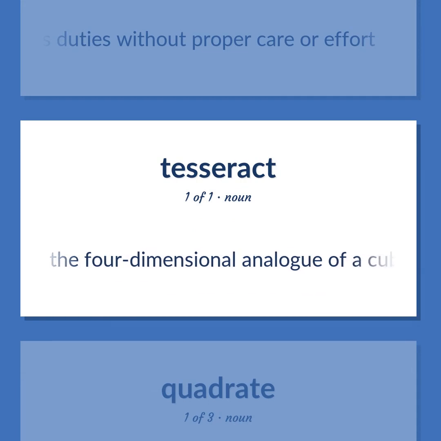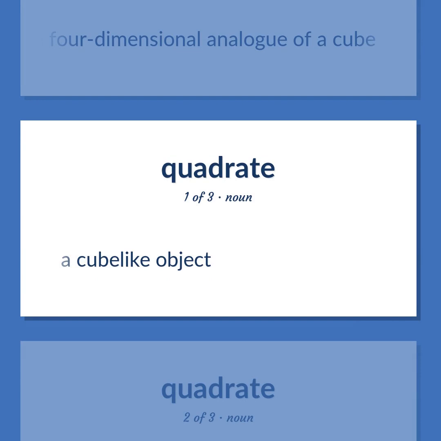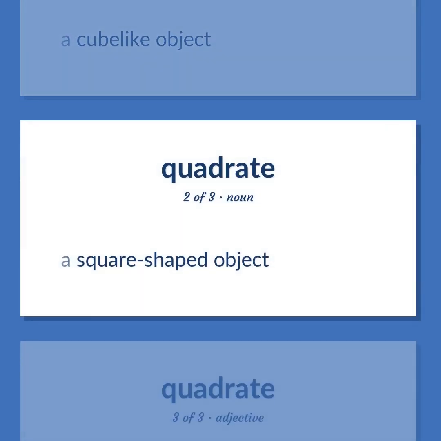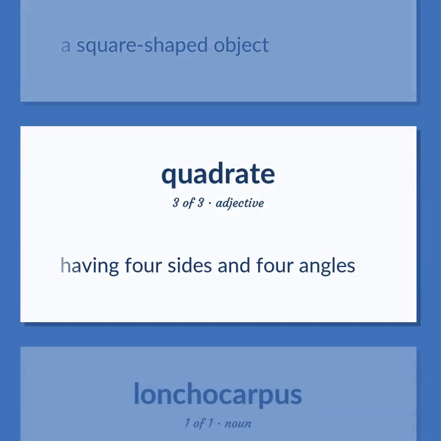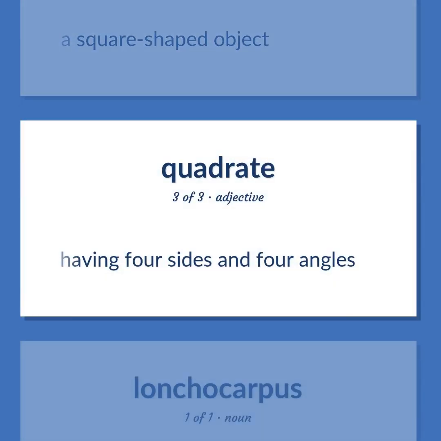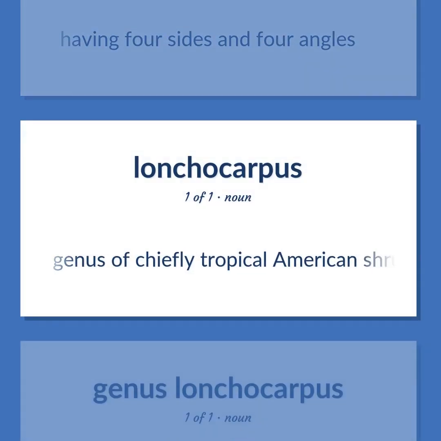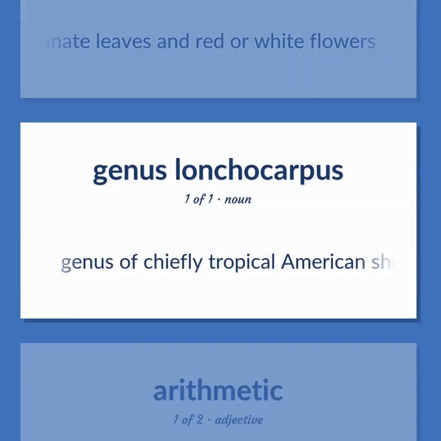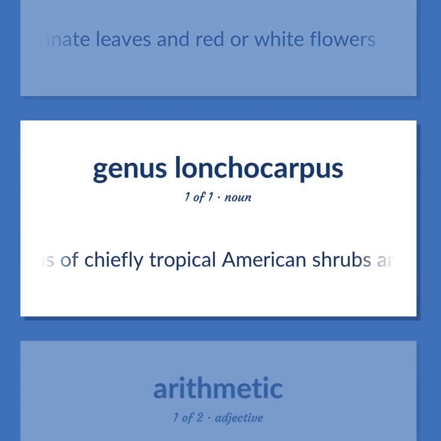The four-dimensional analog of a cube. A cube-like object. A square-shaped object. Having 4 sides and 4 angles. Genus of chiefly tropical American shrubs and trees having pinnate leaves and red or white flowers.